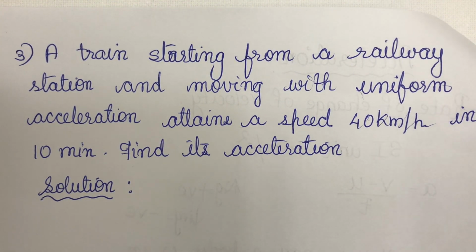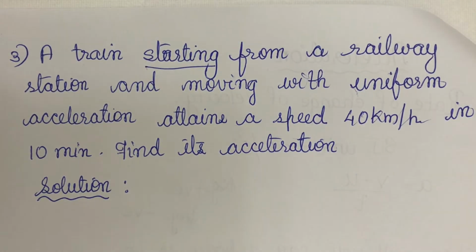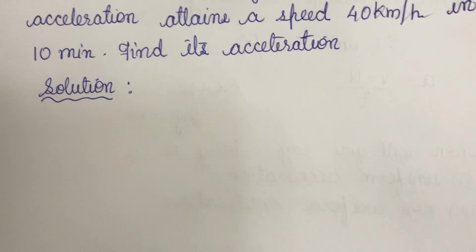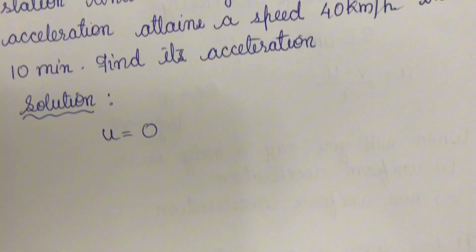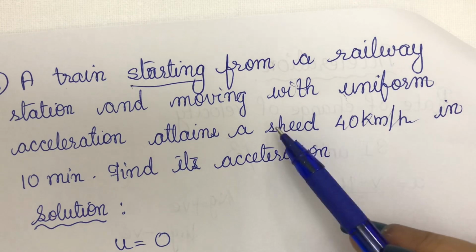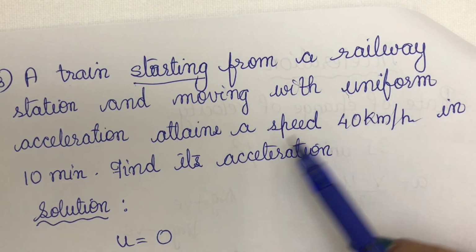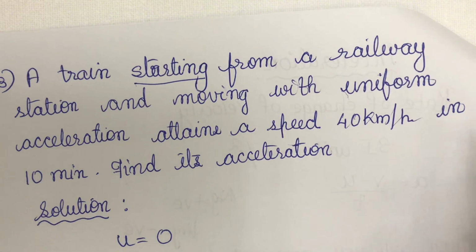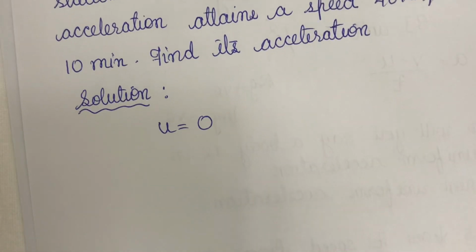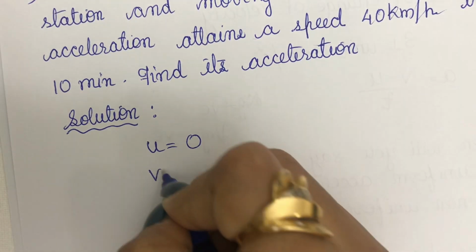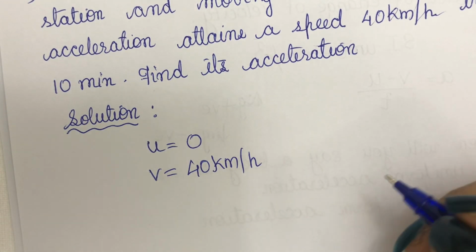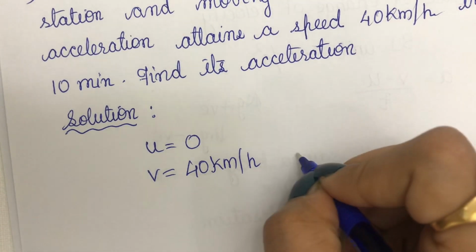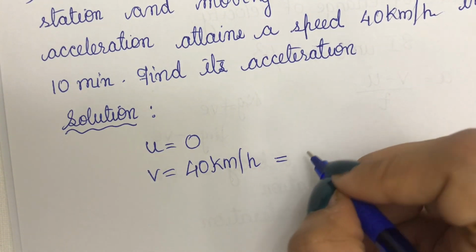A train starting from a railway station. So here it is given starting, so our initial velocity u is equal to 0. Okay, and then with a uniform acceleration, it attains a speed of 40 km per hour in 10 minutes. So we have our final velocity and time also given. Final velocity is 40 km per hour. We have to convert that into meter per second. So how will we convert? Multiply by 5 by 18.